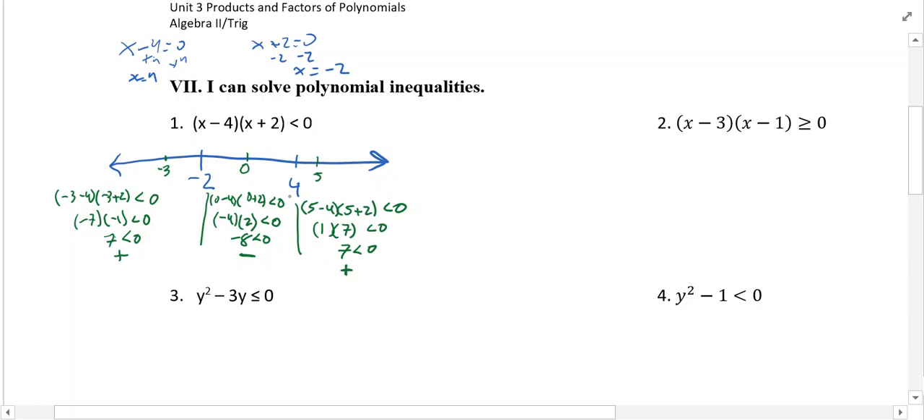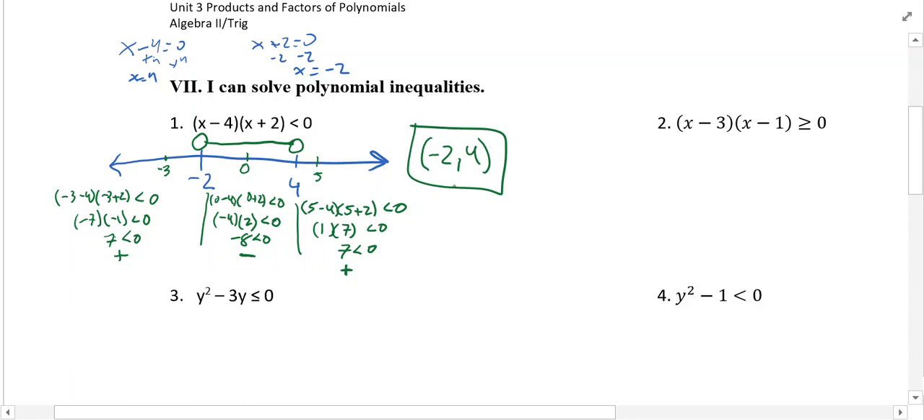Now to write the solution, since this is less than, you have to put an open circle above the roots. An open circle means it can't include negative 2 or 4 as a solution, but it's everything in between those. So we connect it, and then we write the interval. You always want to write it in interval notation: parentheses, negative 2, comma 4, parentheses, because parentheses means it's not included. Your answer is anything from negative 2 to 4, not including negative 2 or 4.